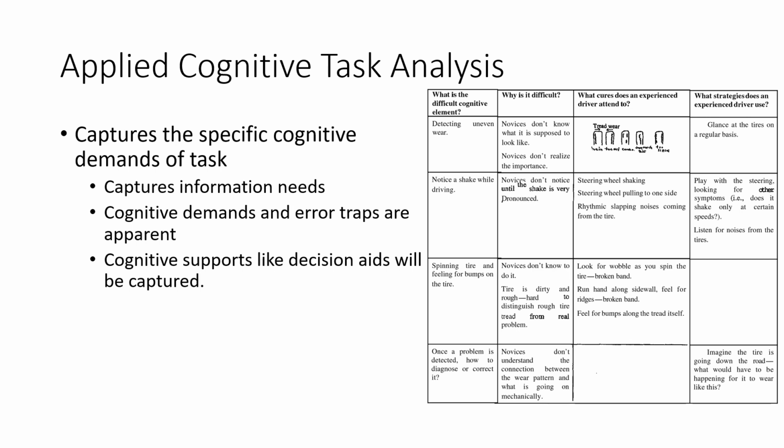Then applied cognitive task analysis. So this is, it depends. This is the more psychologically valid one, and one that you'll see across psychological studies, but it's focused on the cognitive demands of a task. So it's going to capture the information needs, cognitive demands and error traps become apparent, and cognitive supports like decision aids will be captured.